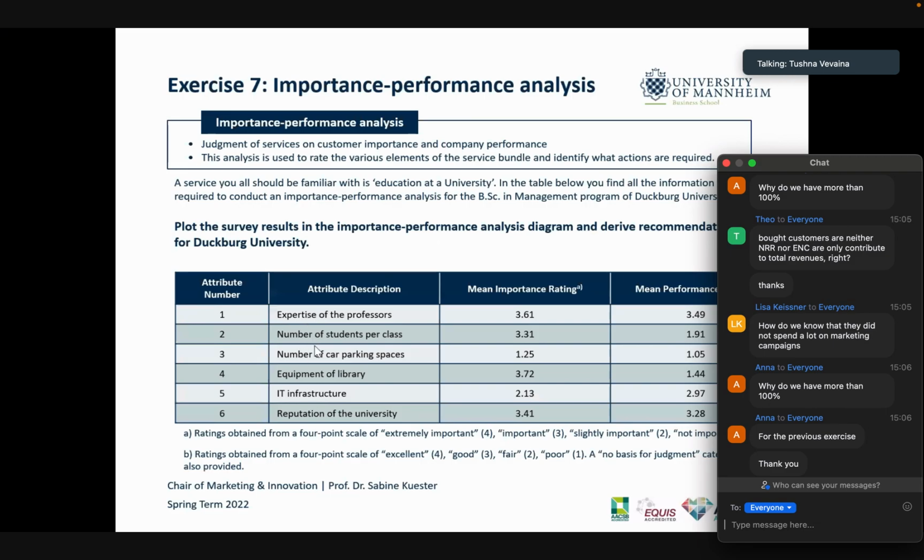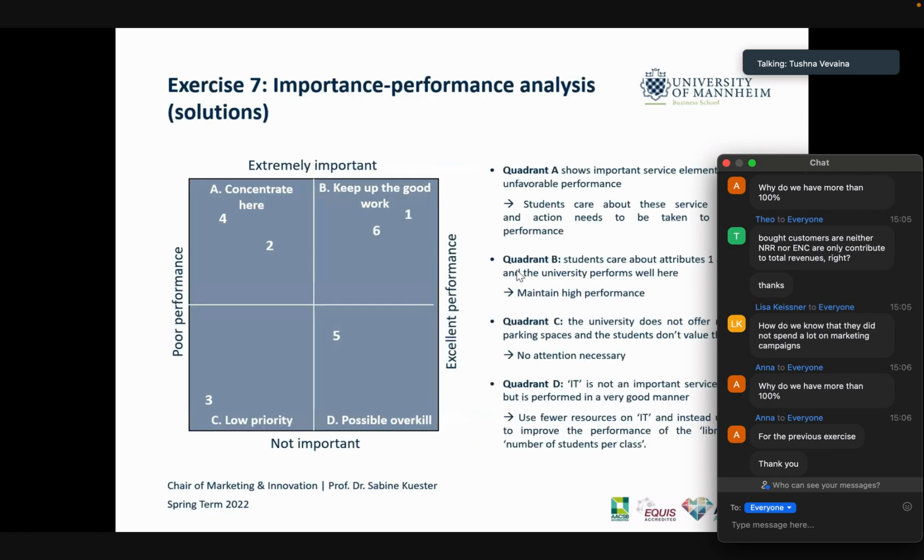So in the case of 2 and 4 over here, we saw that the number of students per class and equipment of the library were important, but your rating wasn't good. And that's why you have to focus on these to improve the performance and move them into quadrant B. In quadrant B, we are saying that it's important and it's performing well, so keep up the good work.